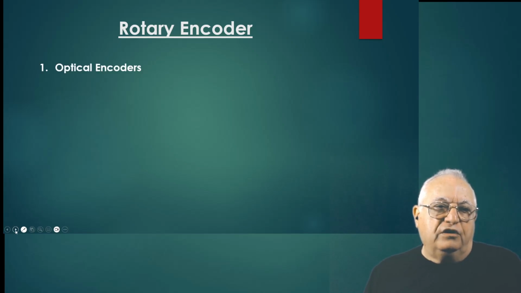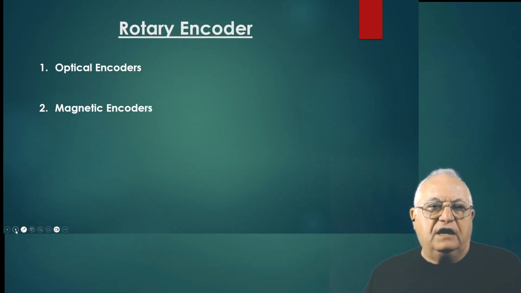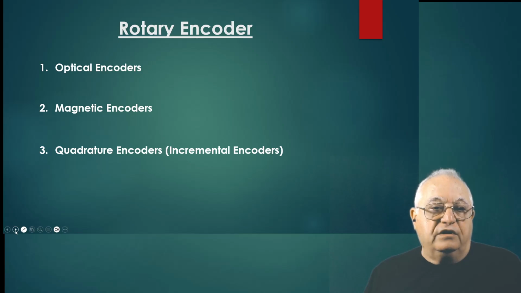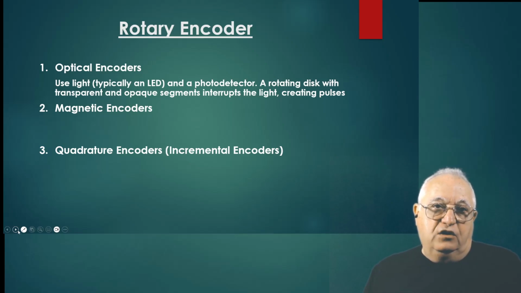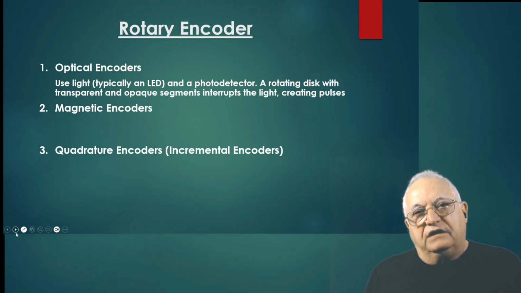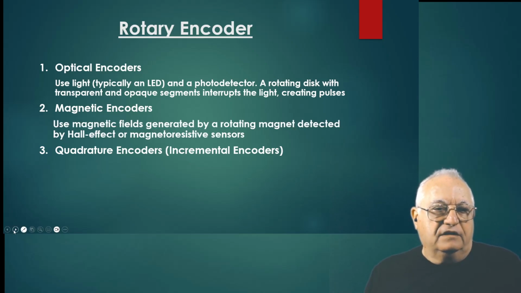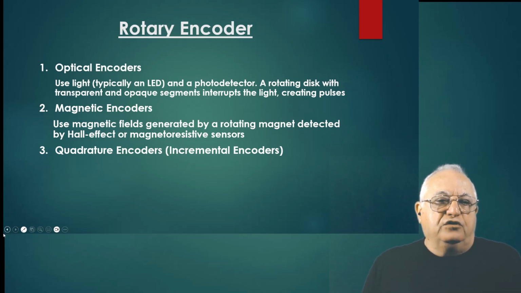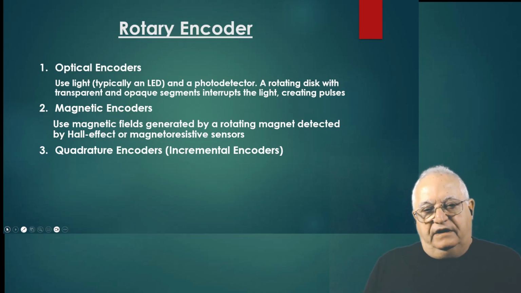For rotary encoders, we have three types: the optical encoder, the magnetic encoder, and the quadrature encoder. The optical encoder uses light and a photodetector; a rotating disc with transparent and opaque segments interrupts the light, creating the pulses. The magnetic encoder uses a magnetic field generated by a rotating magnet, detected by a Hall effect or magnetoresistive sensor.